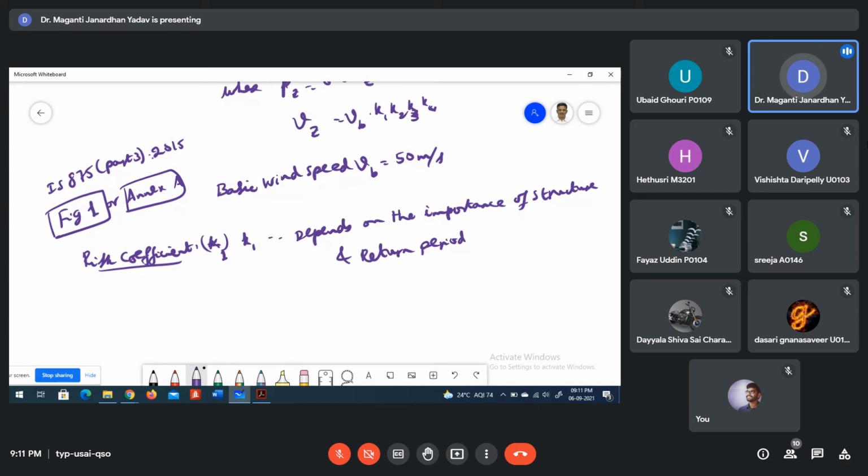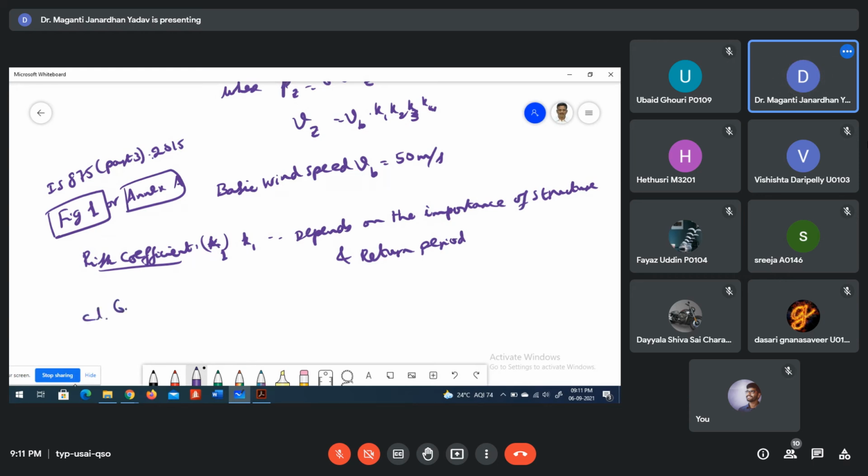Return period, that is probable life of that. What is the probable value of maximum wind speed in a particular period? If you expect the building to be there for 50 years, what is the maximum speed that is likely to occur? If you expect the building to be there for 100 years, what is the maximum speed that is likely to occur in that? That has to be taken into consideration.